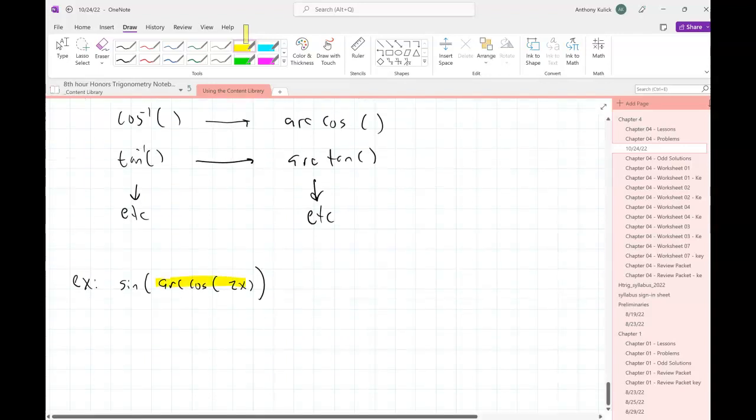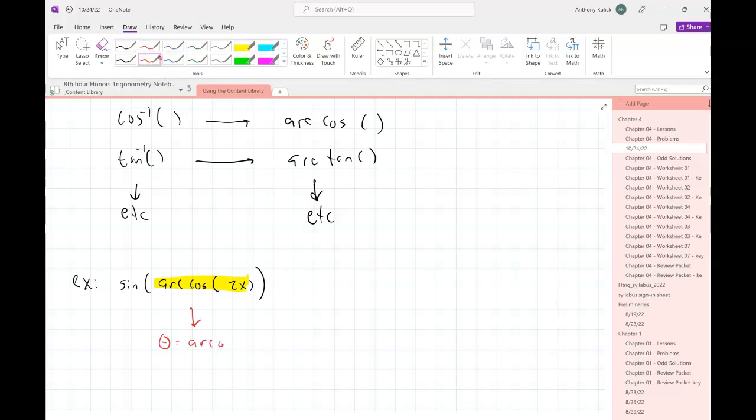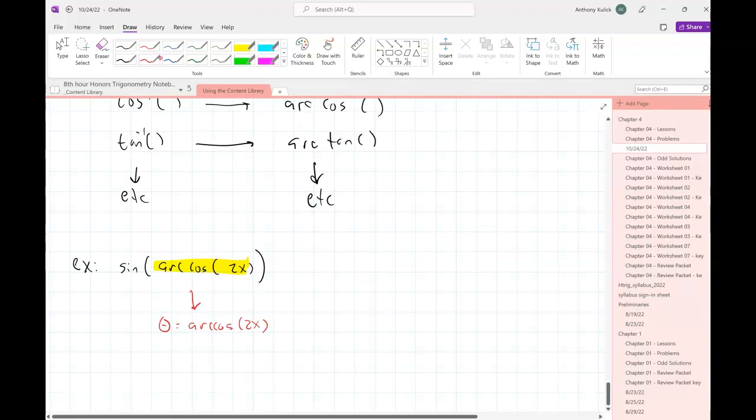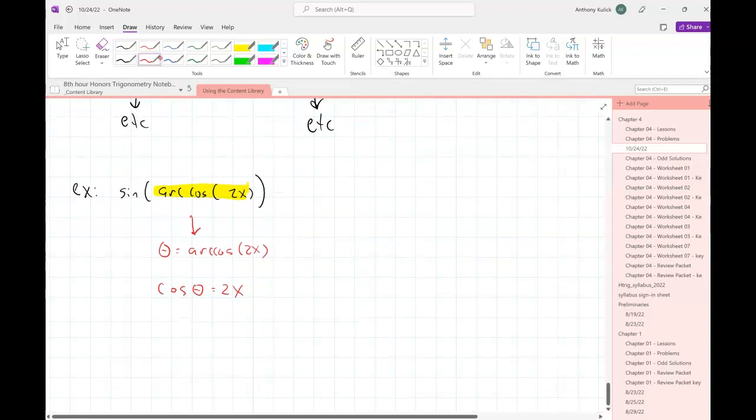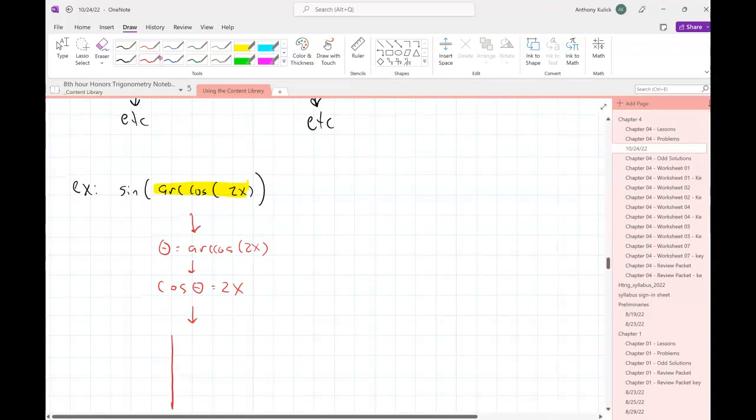So what I'm going to do is start with this. I remember that arc cosine just gives me an angle value, or an angle measure. And then from my rules of inverses, this is the same thing as cosine theta equals 2x. Everybody agree with that? I'm going to use that now to construct a right triangle.